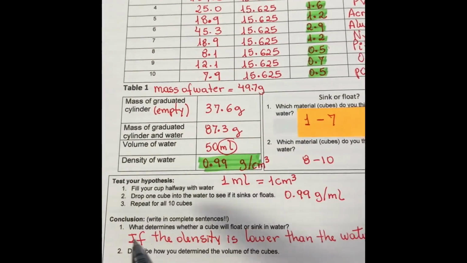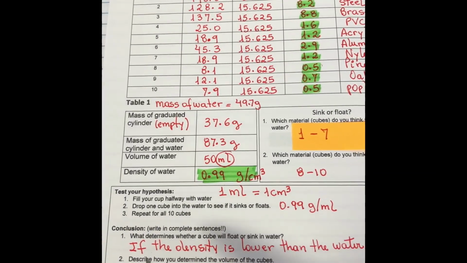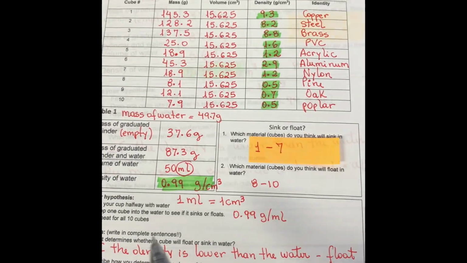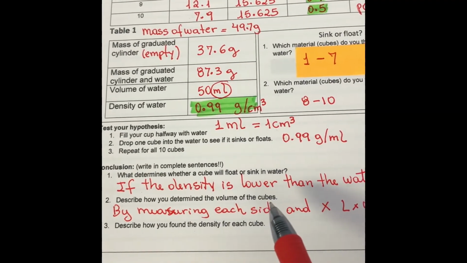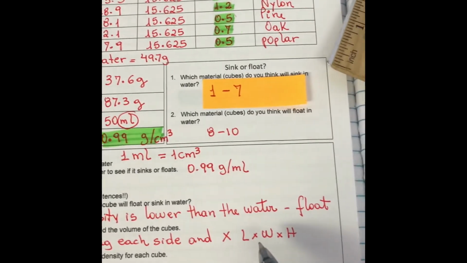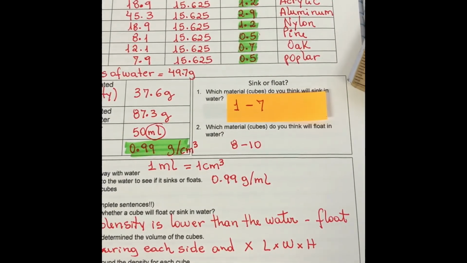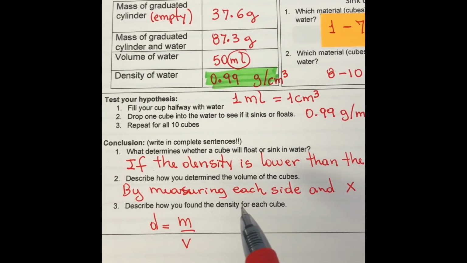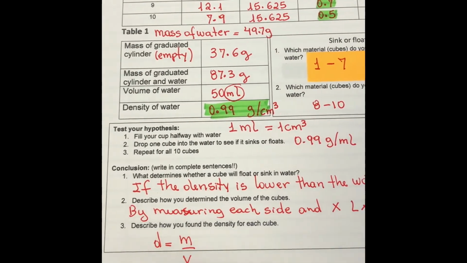So to answer the first question, what determines whether a cube will float or sink in water? Well, if the density is lower than the water, it will float, otherwise it will sink. The second question, describe how you determined the volume of the cubes. Well, they are all the same, and I just measured each side, and I multiplied the length, the width, and the height, and I got my value in cubic centimeters. Describe how you found the density for each cube. I divided the mass by volume for each one of them.